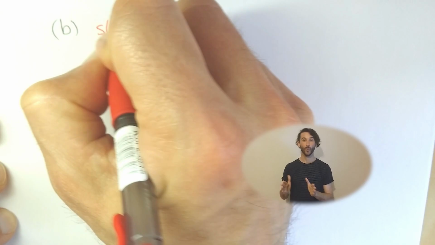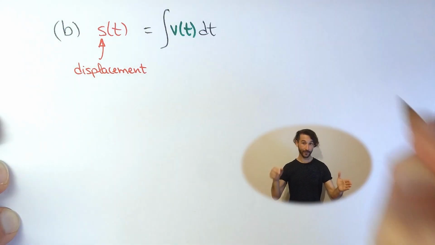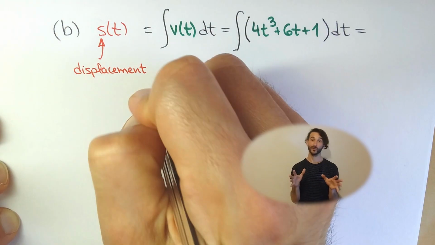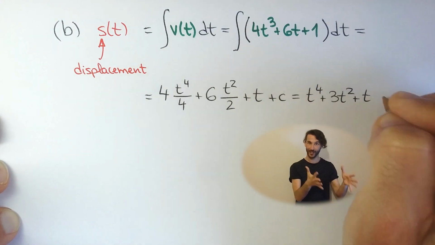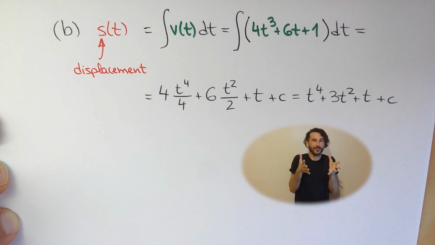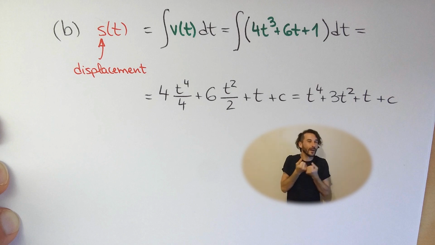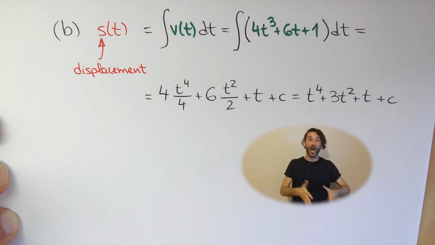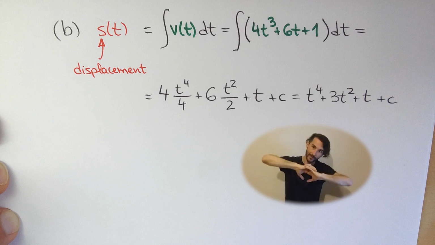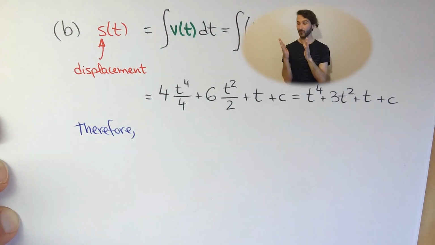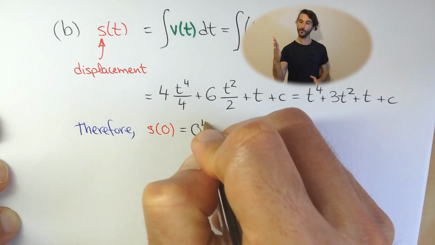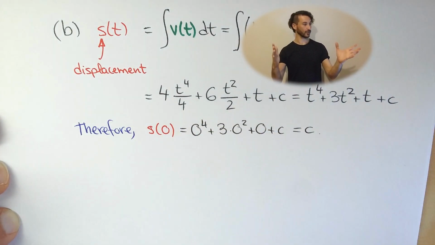In question B, we are asked for the displacement after 2 seconds. To compute the displacement, we integrate the velocity. Now, we still haven't figured out precisely the function s of t, since the constant of integration is still unknown. However, we're given some extra information. They give us an initial condition, which is what happens at time equals 0. Let's use this information. Evaluating our expression at time equals 0, we obtain the constant of integration.